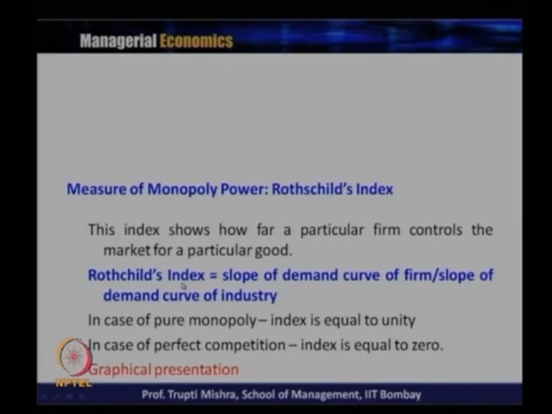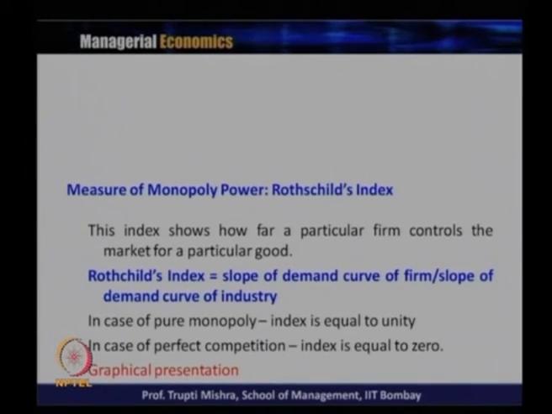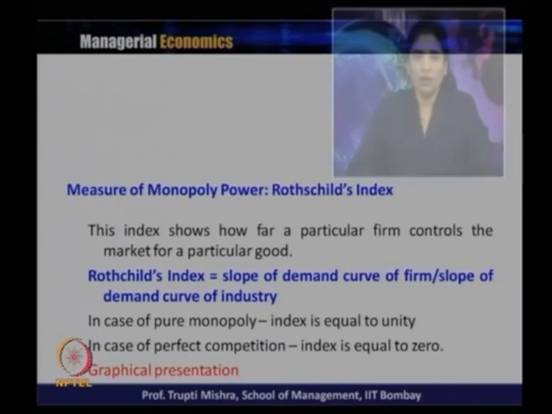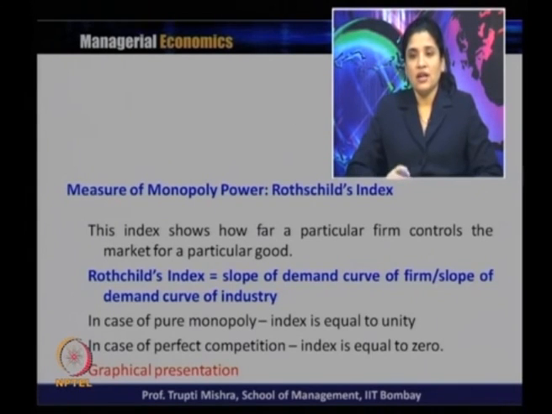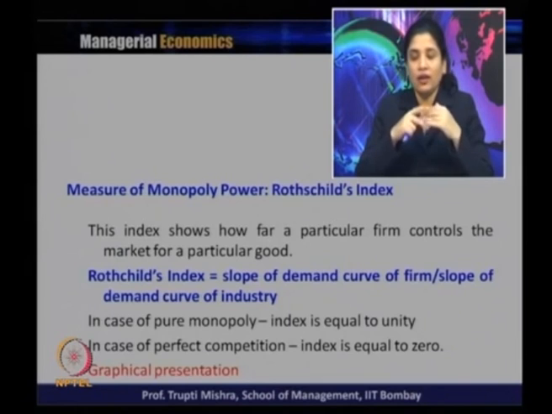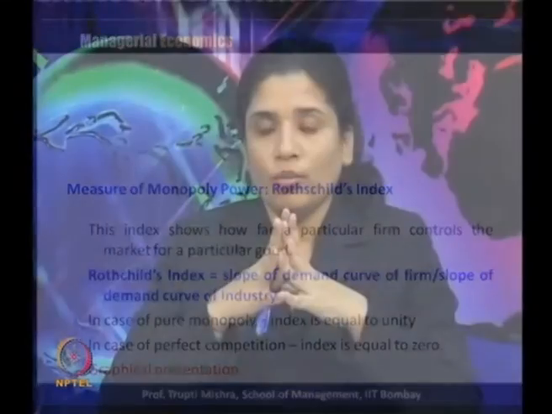Then we have one more index, that is the Rothschild index, to measure monopoly power, and here this index shows how far a particular firm controls the market for a particular good. And how do we find out this index? This is the slope of the demand curve of the firm and the slope of the demand curve for the industry, and in case of pure monopoly the index is equal to unity, and in case of perfect competition the index is equal to 0. So, we talked about the Lerner index, the HHI, and the cross elasticity of demand as measures of monopoly power, and we will continue the graphical presentation of this Rothschild index in the next session.